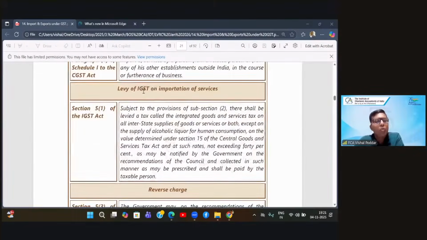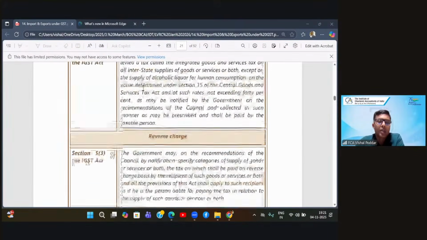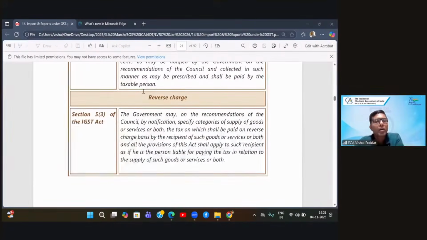Now, how is GST levied? Section 5(1), which is the charging section, applies to all transactions of interstate supplies, and we already studied that import of goods and service as per Article 269A will be regarded as in the course of interstate trade or commerce. Now, 5(3) of the IGST Act says that for certain specified categories of supply of goods or service, the tax shall be paid under RCM.